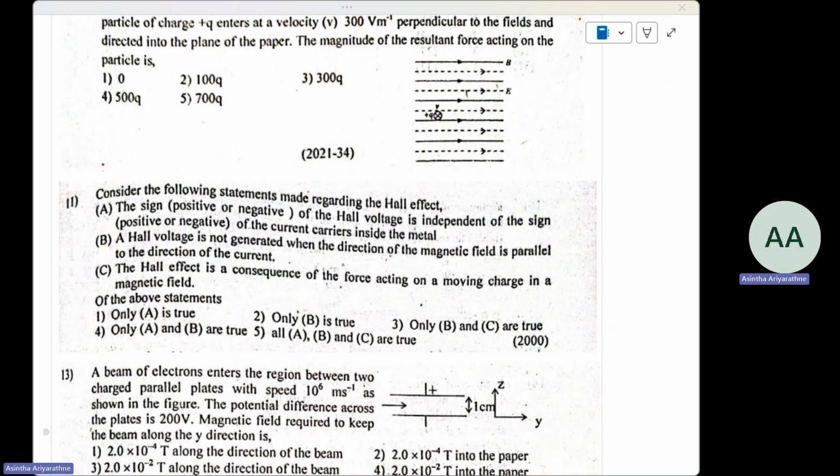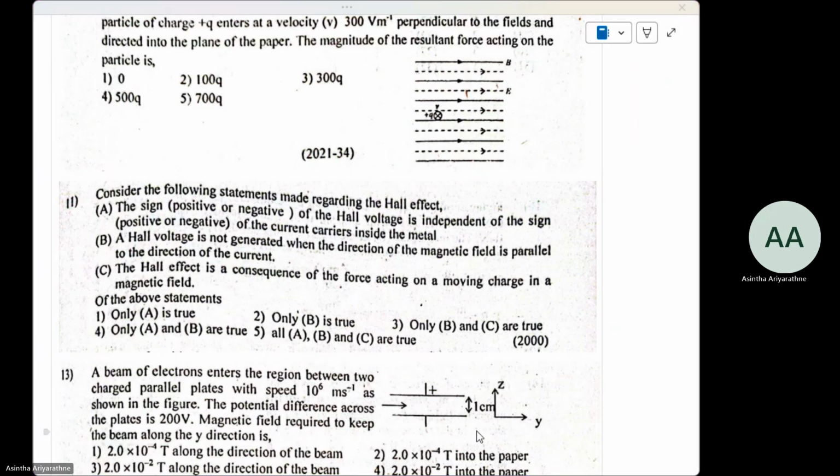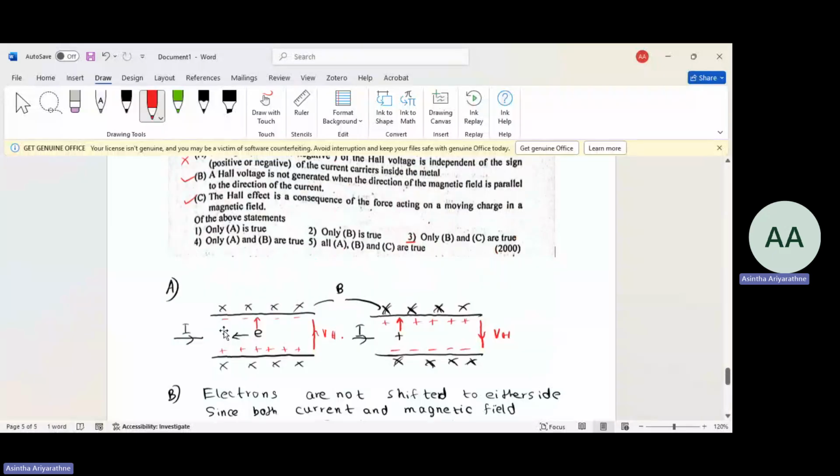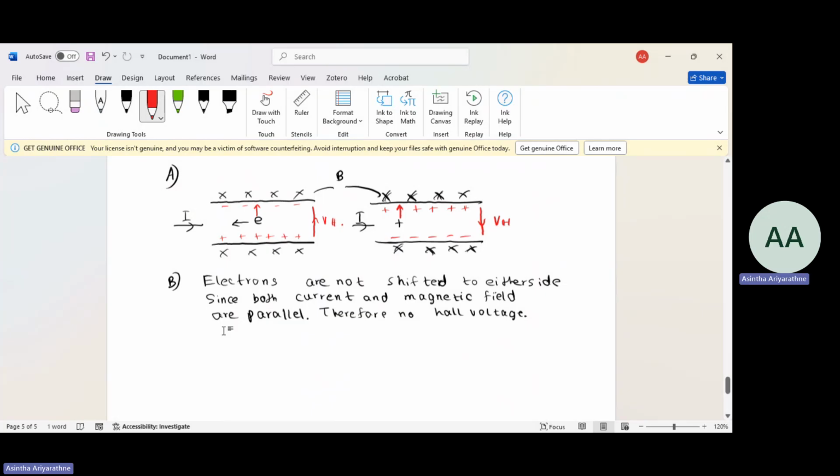C: The Hall effect is a consequence of the force acting on a moving charge in a magnetic field. Yes, that's correct. The Hall effect happens due to the force acting on the moving charge. So this is the answer: A is incorrect, and B and C are correct.